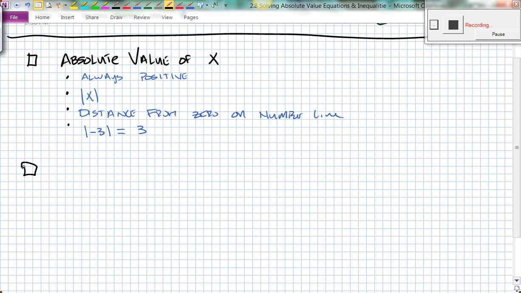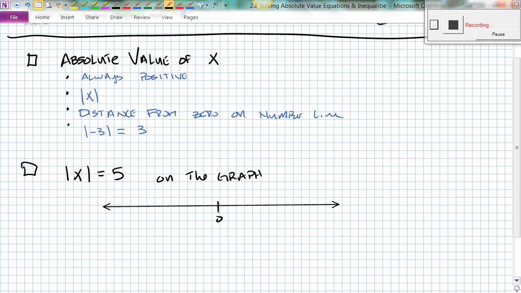So what if I gave you the absolute value of x is equal to 5? Okay, and we looked at this on the graph. What would your number line look like here? Here's 0. How many solutions are there to this particular little equation? 2. Which ones are they? -5 and 5. Yeah, -5 and +5, right?